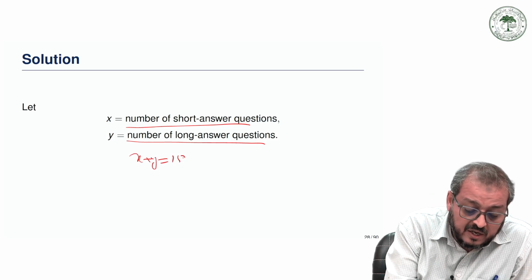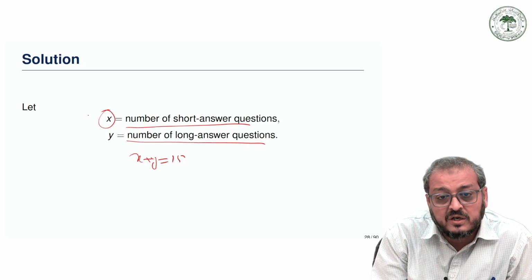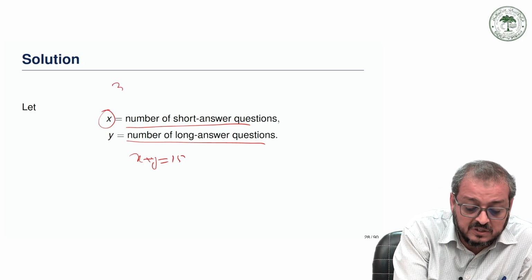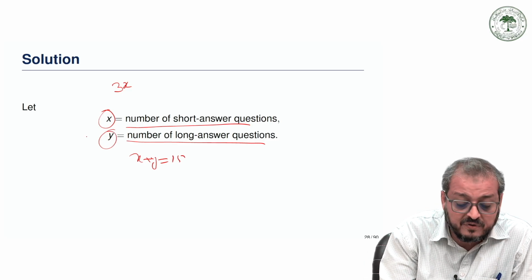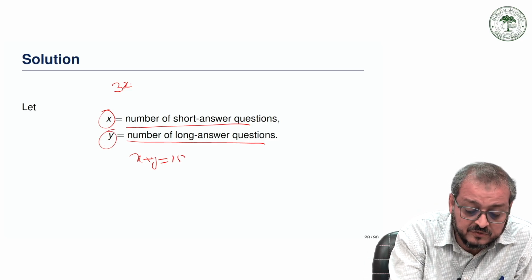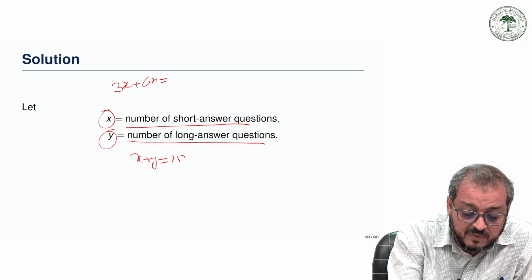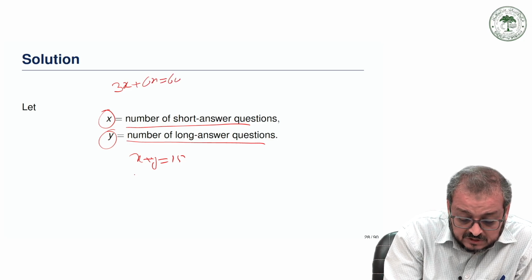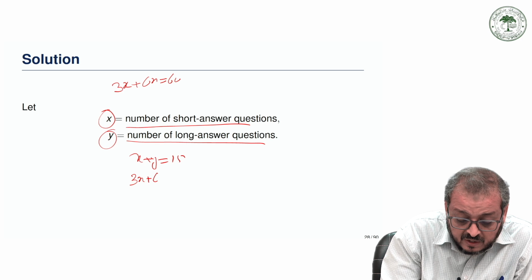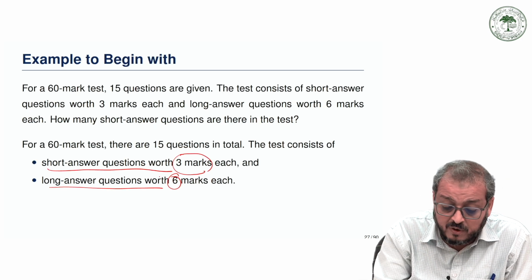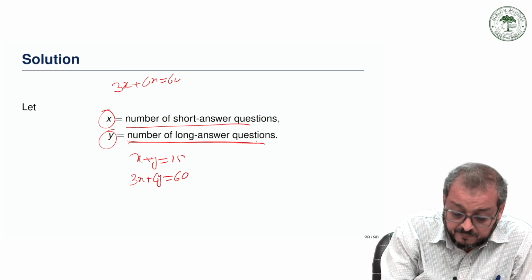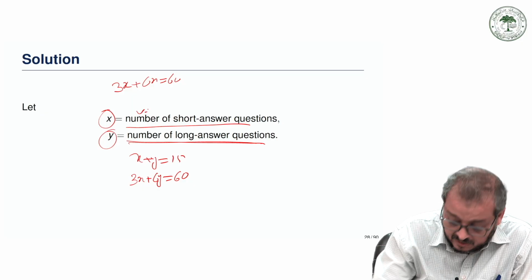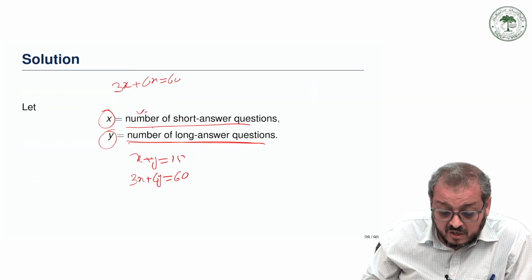Also, each short answer question is worth 3 marks, so the total is 3x. Each long answer question is worth 6 marks, so we add 6y, and the total marks is 60. So we have two equations: 3x plus 6y is equal to 60, and x plus y is equal to 15. The question asks for the number of short answer questions, that is, the value of x.